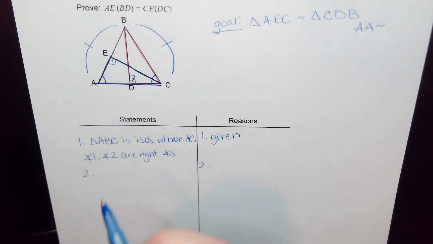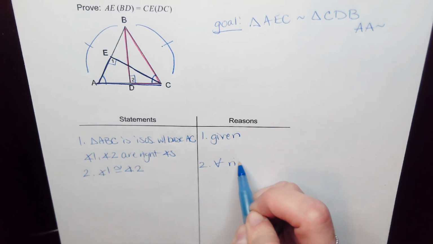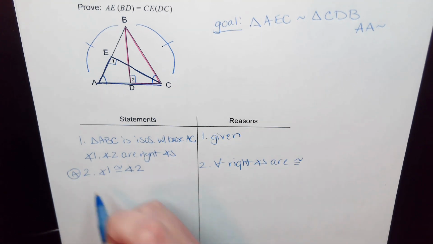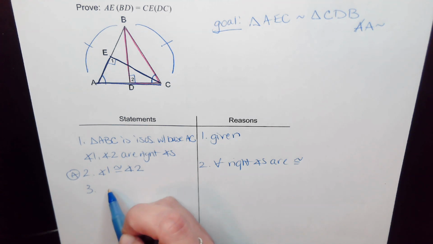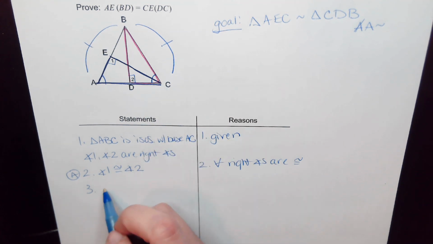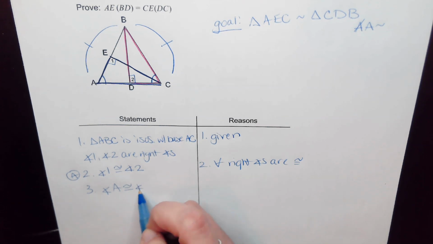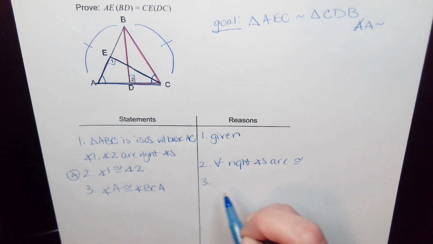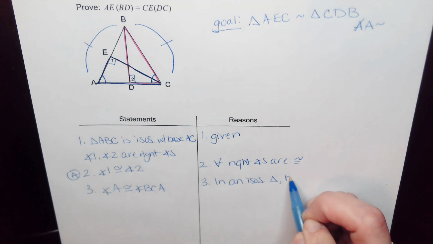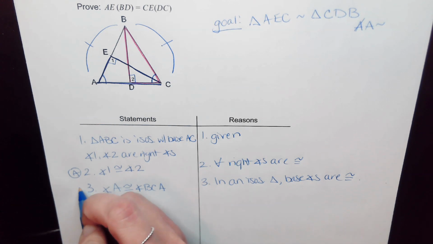All right, so first of all, I've got two right angles. I need to get those congruent. So angle 1 is congruent to angle 2 because all right angles are congruent to each other. So that gives me an angle there. Now I also know that angle A, and I can't call this one angle C because there's more than one angle at it. So angle A is congruent to angle BCA because in an isosceles triangle, base angles are congruent. And that gives me another angle.